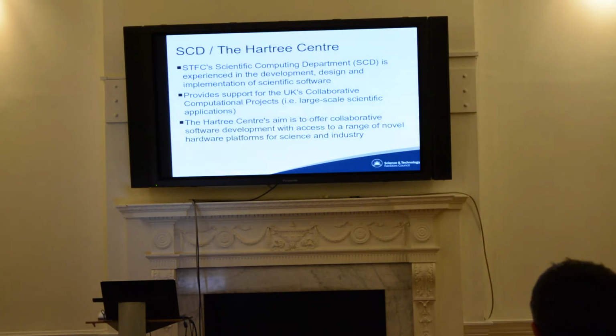The SCD also provides support for the UK's collaborative computational projects, of which there are currently about 14 or so. Now, these are essentially consortiums who join together to share knowledge and ideas in a particular scientific area to help with knowledge transfer and promote the science within that area.